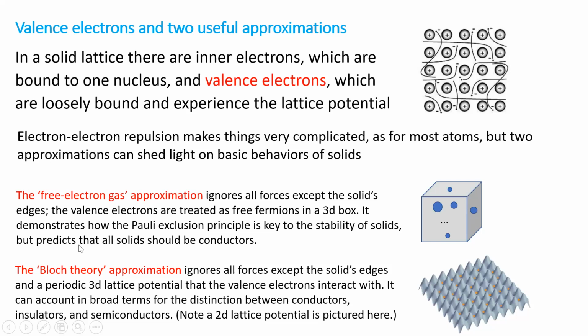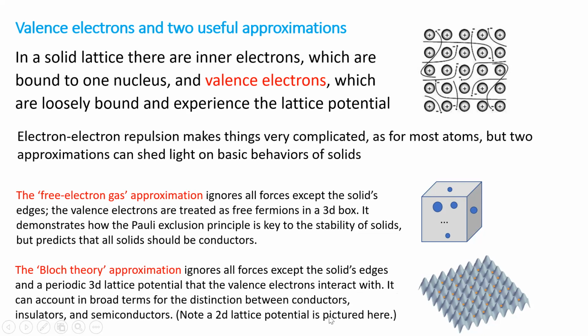The second approximation we're going to look at is called the Bloch theory approximation. It ignores all forces except the solid's edges again, and it ignores electron-electron interactions, but it does have the electrons interact with a periodic 3D lattice potential of electrical origin. So the valence electrons interact with that. This is a schematic of that. You can see that this is a grid of atoms with a potential energy which varies periodically as you move throughout the grid of atoms. These little dots would be valence electrons interacting with that, having energy levels determined by that grid.